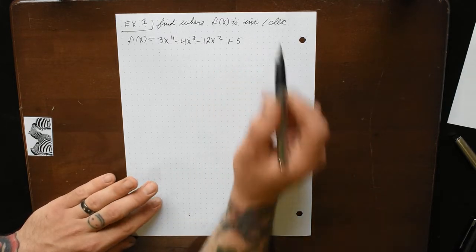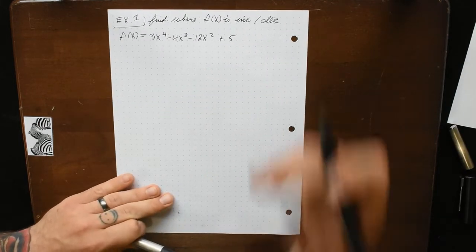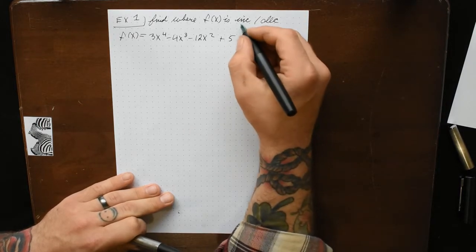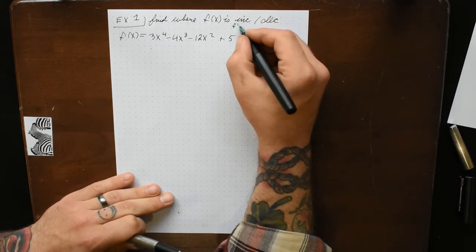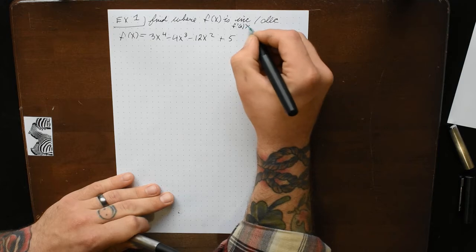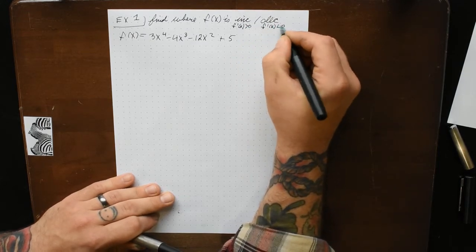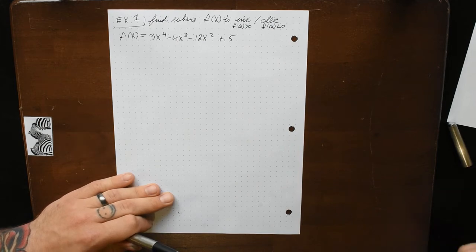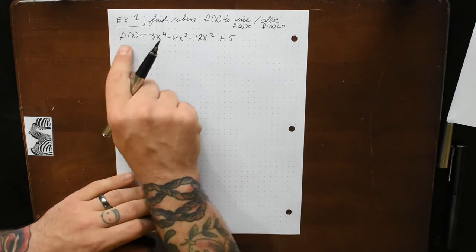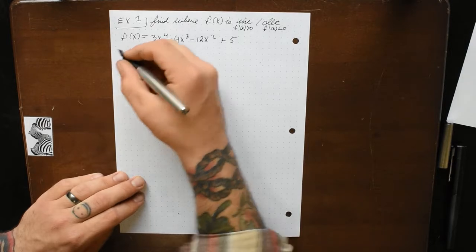Well, increasing and decreasing, this is all information we get from f prime of x. Increasing is when f prime of x is positive, and decreasing is when f prime of x is negative. So that tells us we need to take f and calculate its derivative.